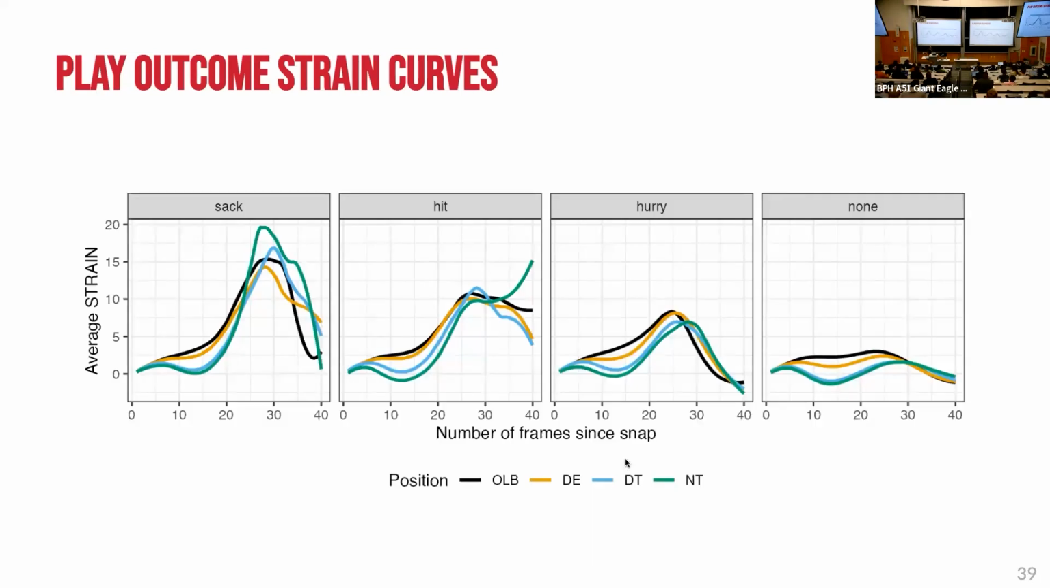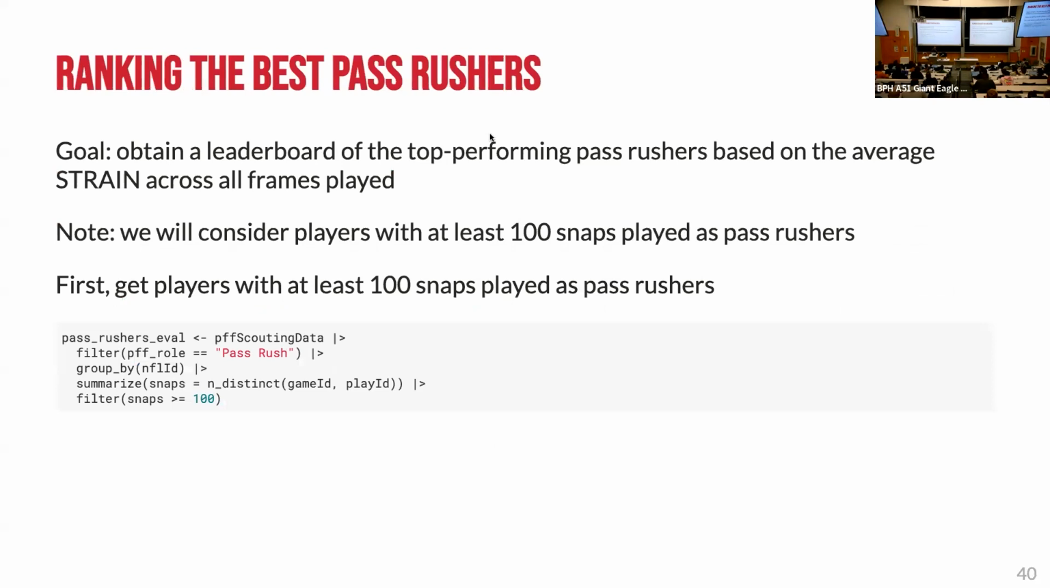So this is what we get. This figure gives us a ranking of the magnitude of the importance of the outcomes, right? Since a sack corresponds to the most amount of pressure, followed by a hit, hurry, and none of those outcomes, which is another great geometric validation. So far, that was the first validation step that we did. We did the positional strain curve and play outcome strain curves.